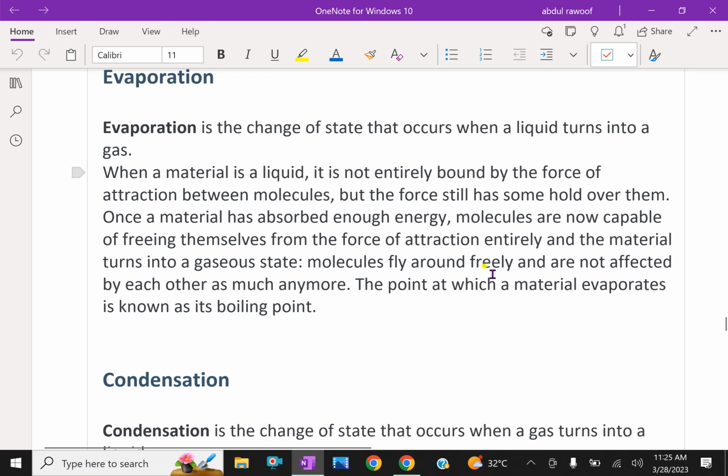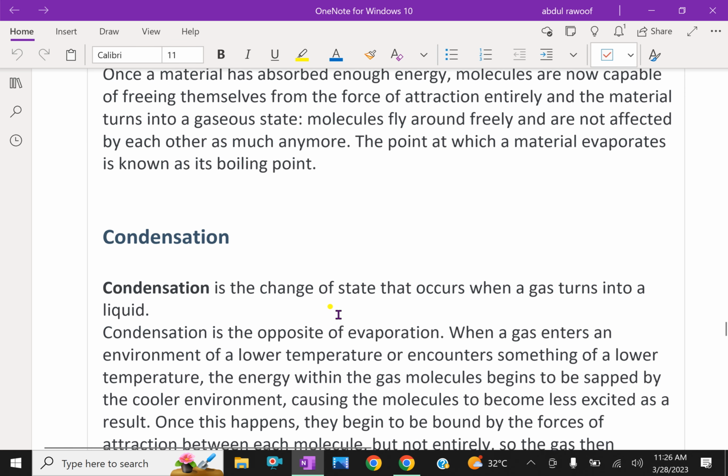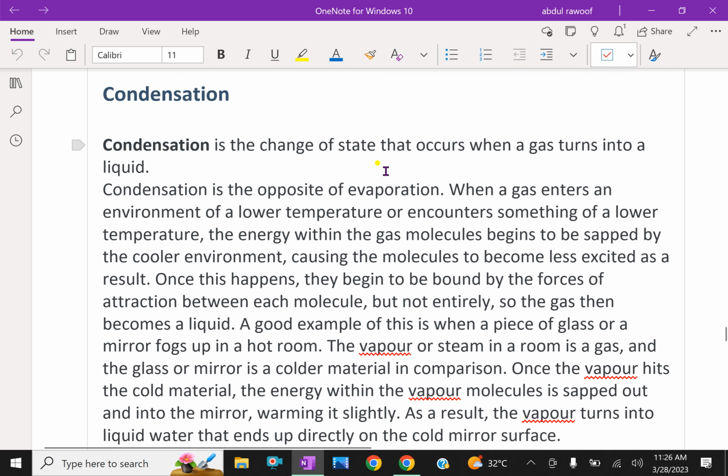Molecules fly around freely and are not affected by each other as much anymore. The point at which the material evaporates is known as the boiling point. For example, the boiling point of water is 100 degrees Celsius. Condensation is the change of state that occurs when a gas turns into a liquid. Condensation is the opposite of evaporation.